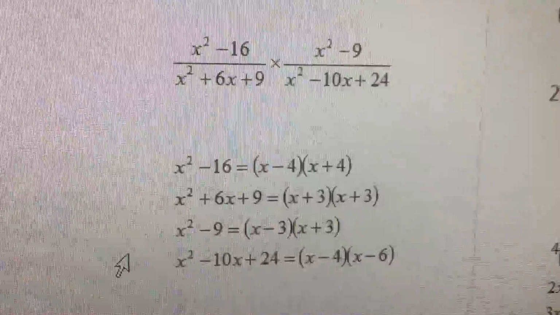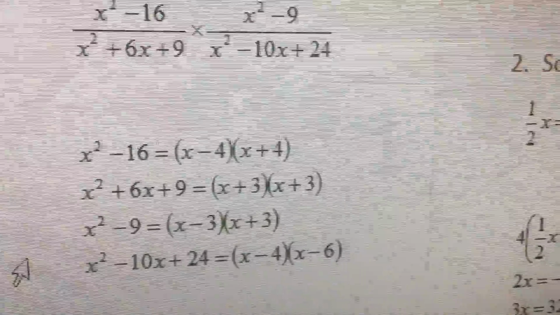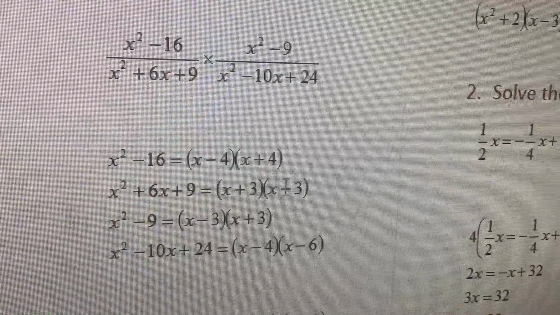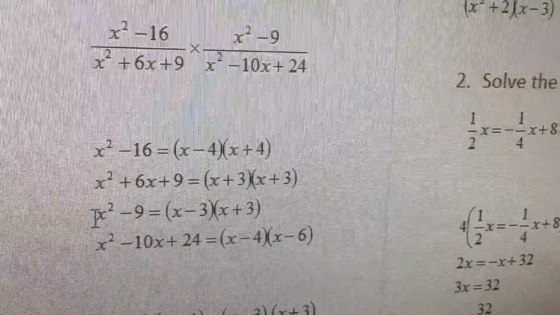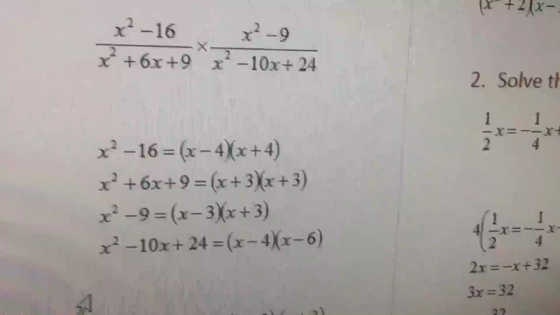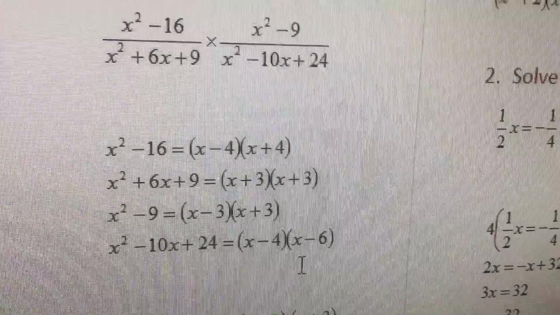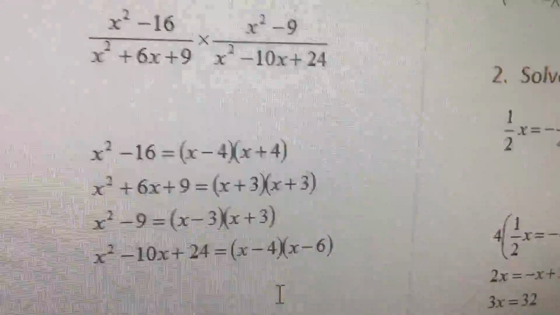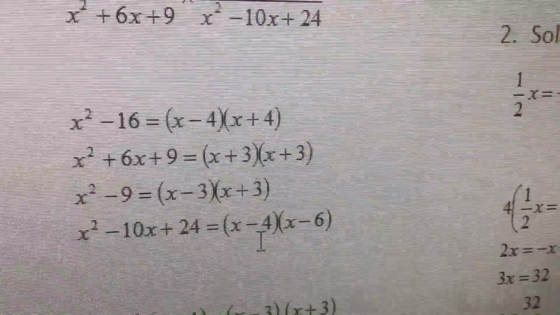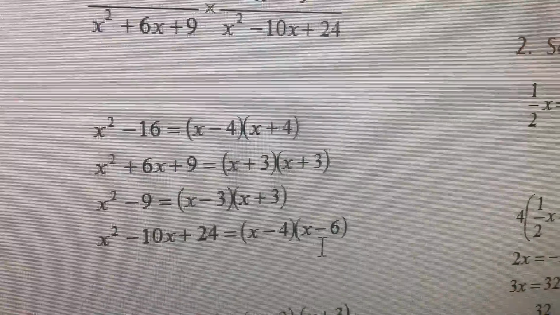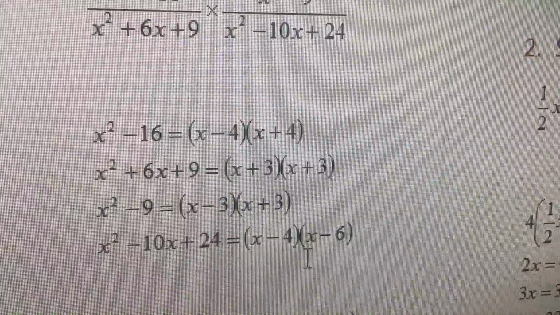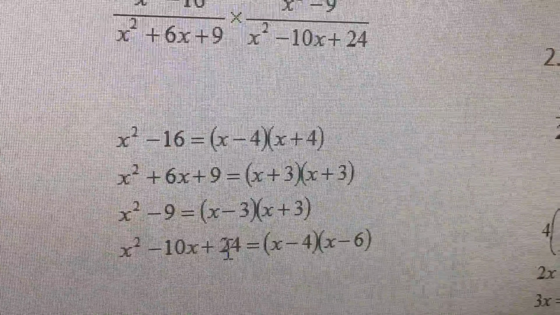X squared plus 6x plus 9 is one that is used a lot in algebra, so I have that one memorized. It's just x plus 3 times x plus 3. X squared minus 9 is also a difference of squares: x minus 3 times x plus 3. And then x squared minus 10x plus 24 is x minus 4 times x minus 6. That one you might have to do through your box and diamond if you can't do it in your head, but it's not that hard, because negative 4 plus negative 6 adds to get negative 10, and it multiplies to get positive 24.